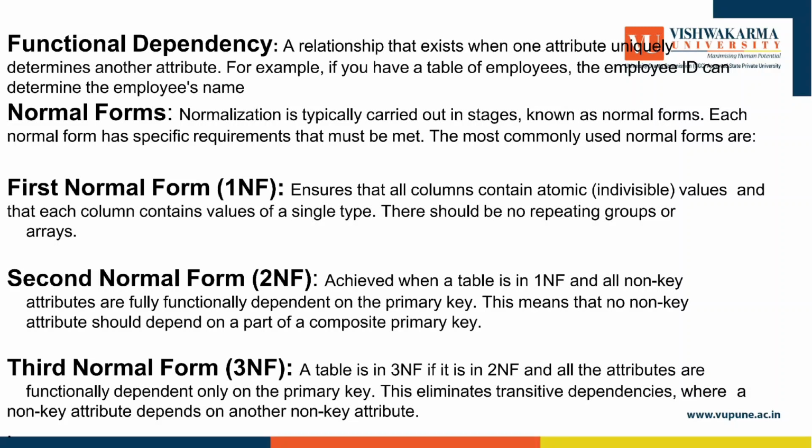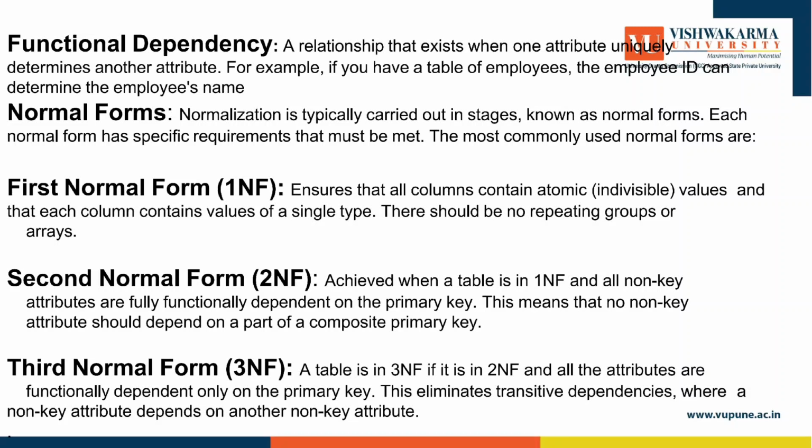and that a column contains values of a single type. There should be no repeating groups or arrays. Rule for that: all attributes or columns must have atomic individual values and each record must be unique. Goal of that is to eliminate repeating groups and ensure that each field contains only one value.